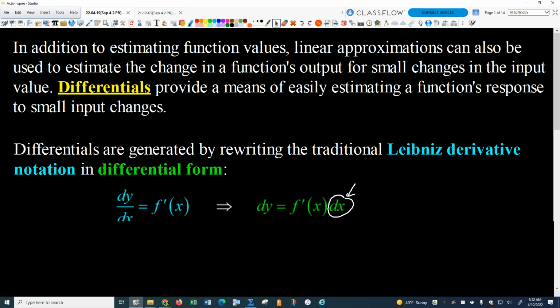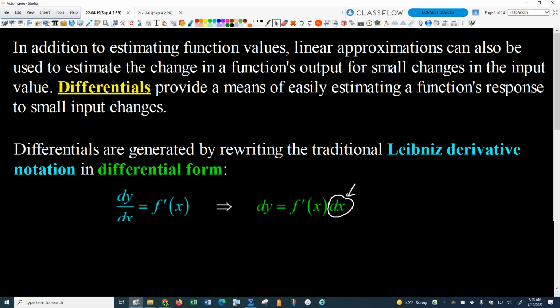So sometimes we call this linearization. Linearizations are used to estimate the behavior of a function for very small changes in the input, right? So they're an easy estimation. Here's a good way to think of it. Differentials or linearizations provide a means of easily estimating a function's response to small input changes.